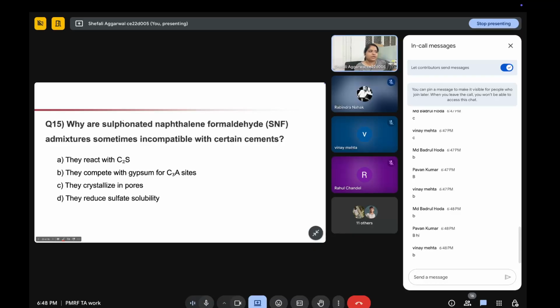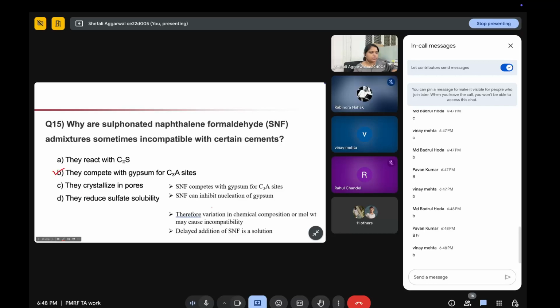Why are sulfonated naphthalene formaldehyde, SNF, admixtures sometimes incompatible with certain cement? They react with C2S, they compete with gypsum for C3A sites, they crystallize in pores, or they reduce sulfate solubility. B. Yeah, correct. So what is happening?